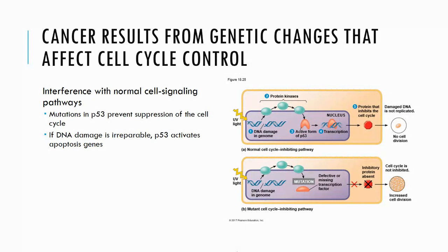Mutations in the p53 prevent suppression of the cell cycle, and if the DNA damage is irreparable, p53 can activate the apoptosis genes that will cause programmed cell death, which is a similar pathway. We do not want increased cell division.